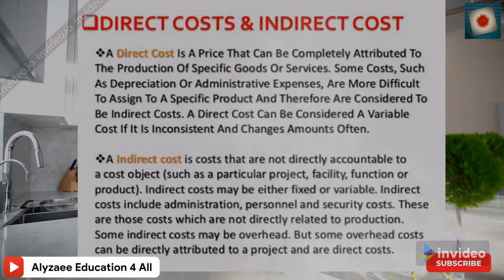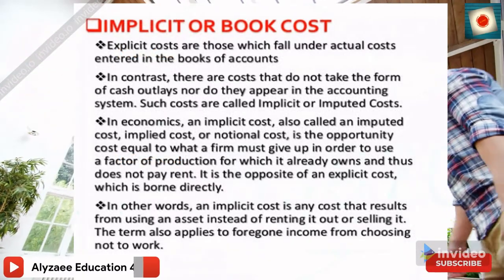Indirect cost includes administration cost, personnel cost, security cost, cameras ki, guards ki, jo maine already pehle discussion ki. These are those costs which are not directly related to production, ke sath ye related nahi hai, lekin administratively you have to look at it. Some indirect cost may be overhead, but some overhead cost can be directly attributed to the project and are direct cost. Ye dekhenge ki implicit or book cost kya hai.